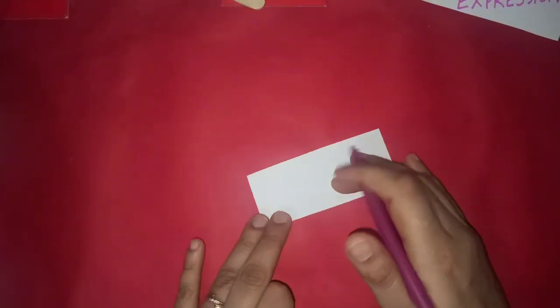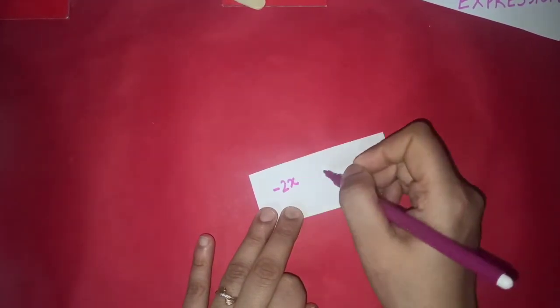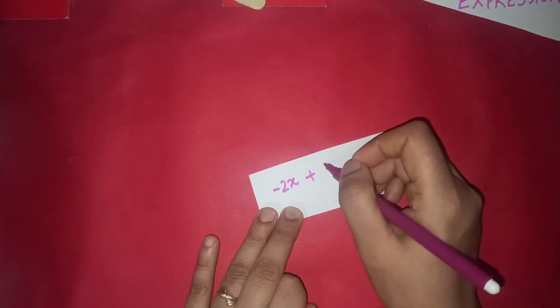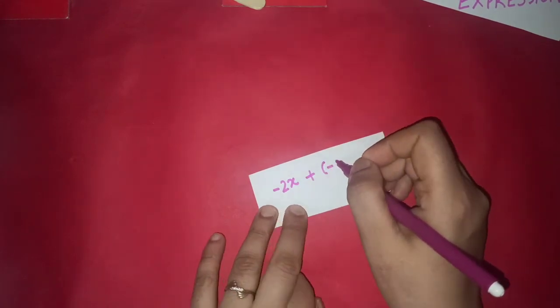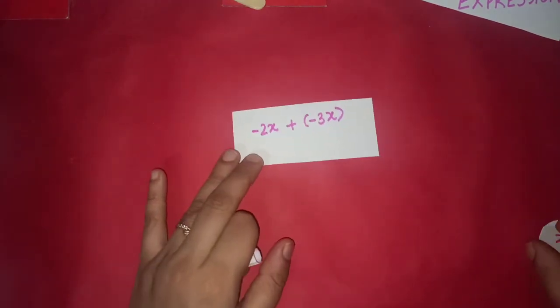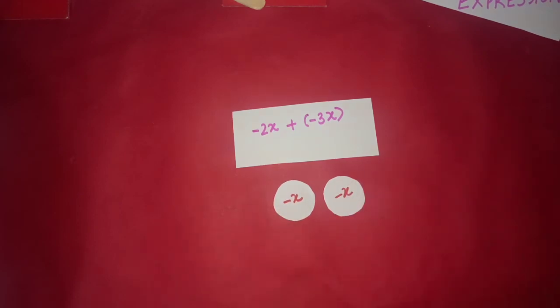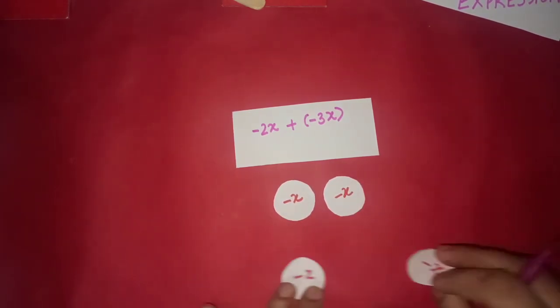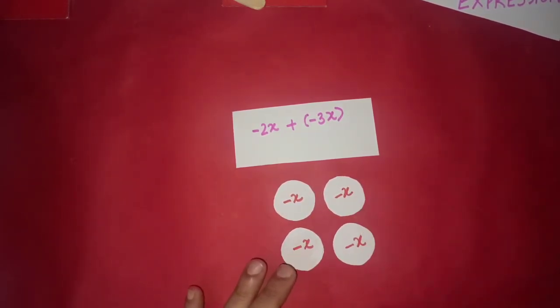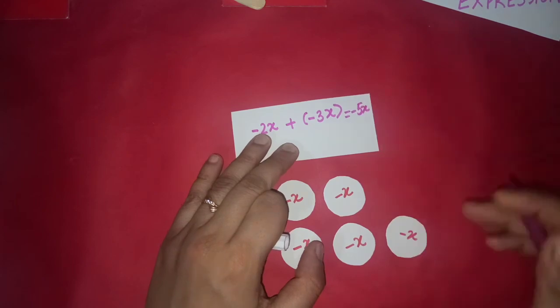I have another expression for you. Negative 2x plus negative 3x. So let's say negative 2x is this, and negative 3x, we have to add negative 3x. So in all we are having negative 5x.